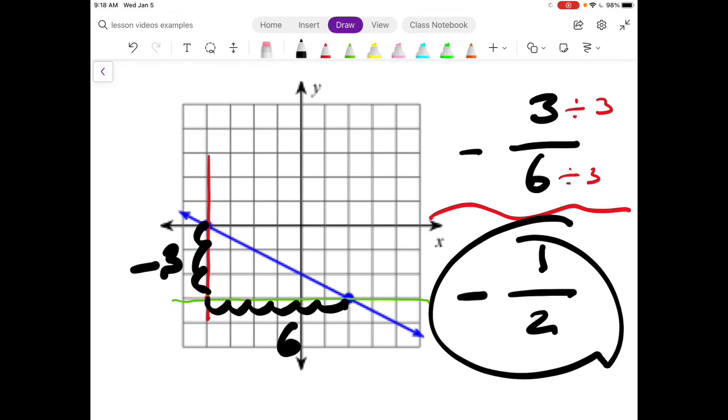Hopefully that makes sense to you, and you understand how you can find the slope of a line now from a graph that is given to you.